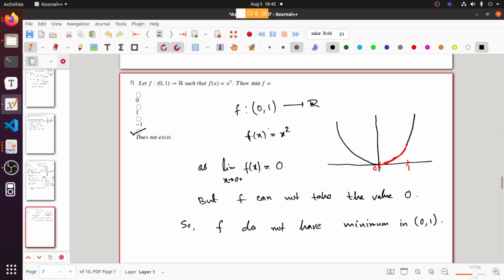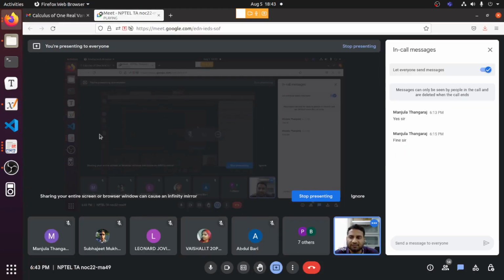Because whatever epsilon positive you fix, you can always find an x such that x square is epsilon. This was done in the class: every positive number has a square root. So given any epsilon, you can always find an x such that x square will be epsilon. You can get whatever positive number you want, but it can never take the value 0, because it is defined on open (0,1). So f does not have a minimum, right? Is this fine?